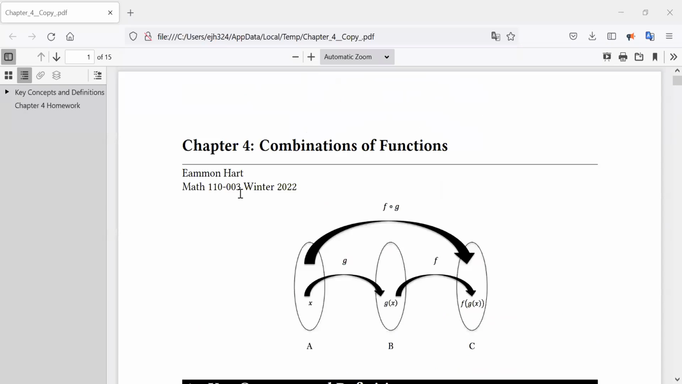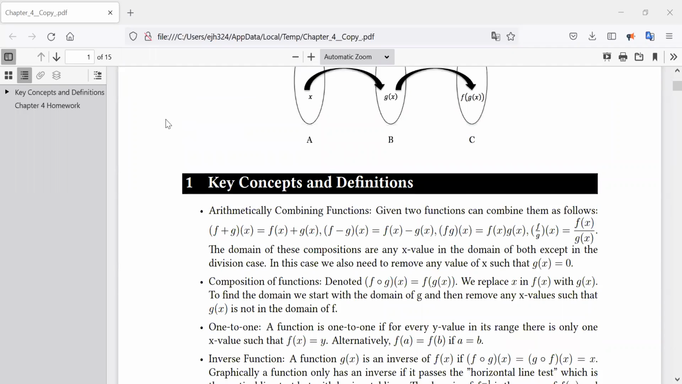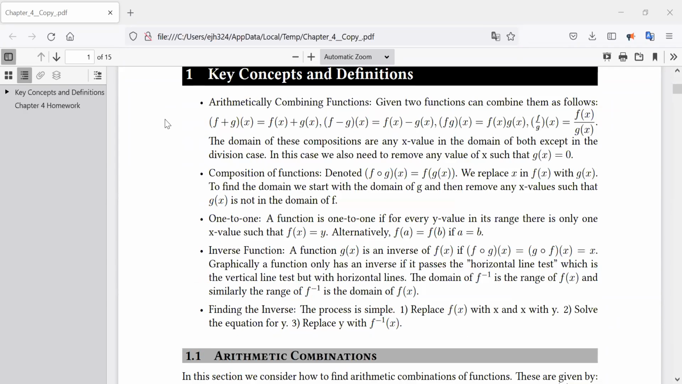Cool. So now we're going to look at combinations of functions. There's a few different ways that we combine functions. We actually were just talking about multiplying and dividing functions.